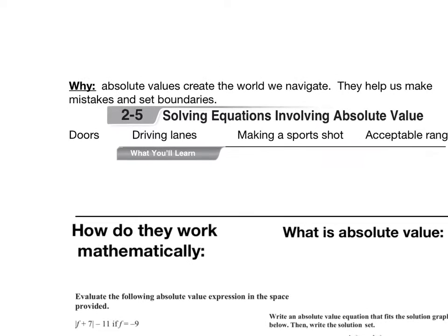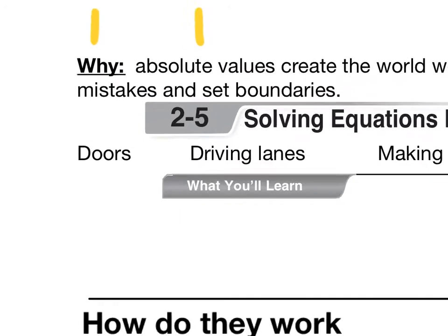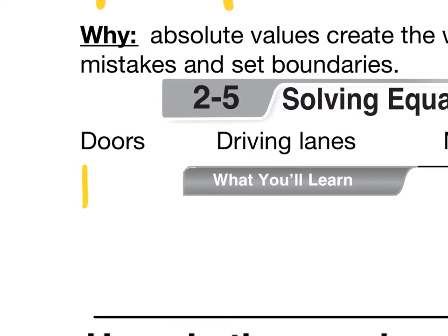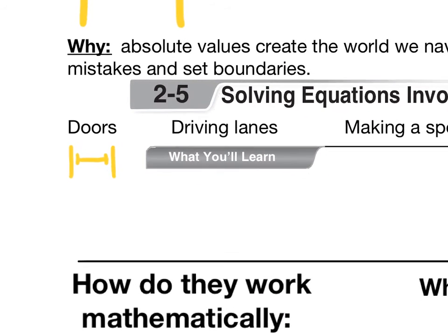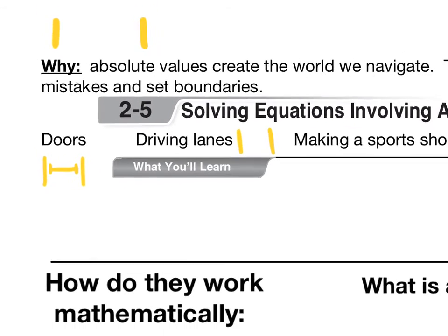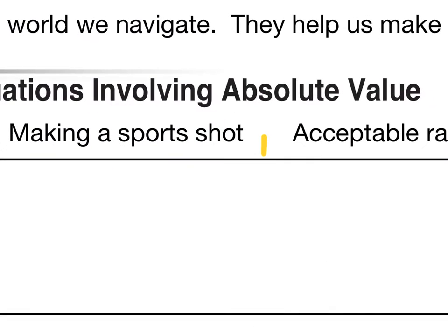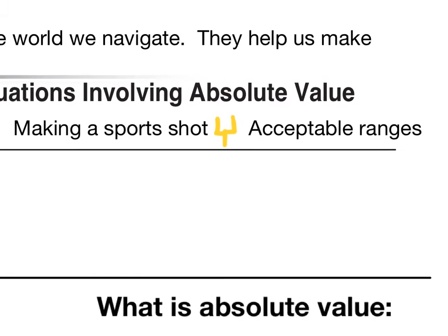What we're going to see that absolute values establish are the concepts of a boundary on the left and a boundary on the right. Doors, for example, use this because the doorway is a certain width open. You have a certain amount of space to walk in between a door. Driving lanes for cars have a left point and an end point. Making a sports shot like a field goal, you are shooting between a left boundary and a right boundary.